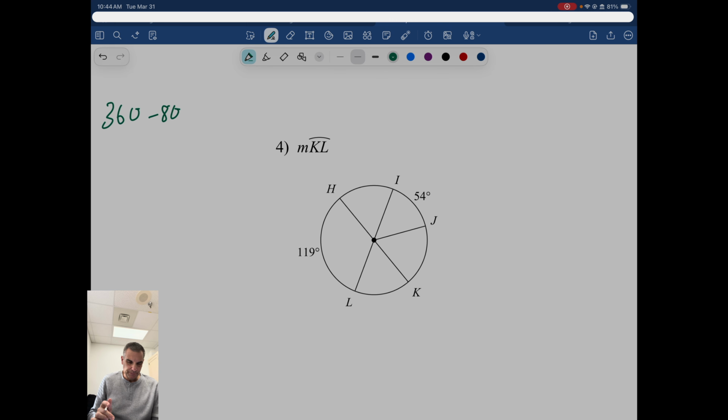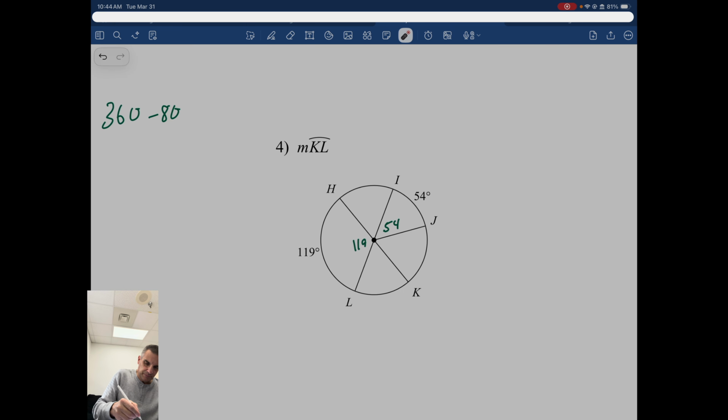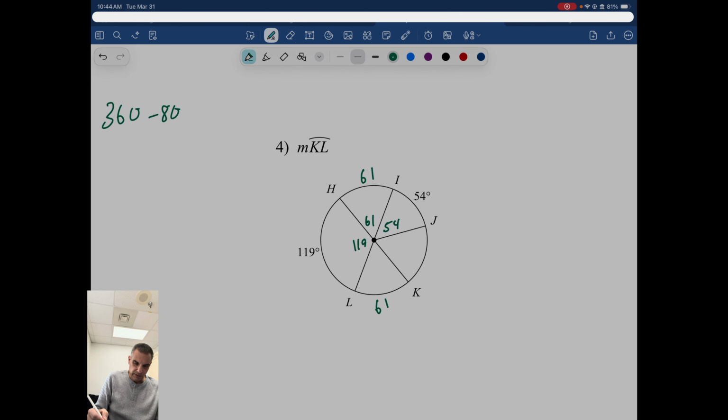Number 4. Again, just going in and putting in what I can put in. I notice there's a diameter here, and then I've got vertical angles sitting there. So 180 minus 119 is 61. I should probably write it in an actual pen. That's 61, that's 61. These are vertical angles, so that's 61. And we've got another diameter there.